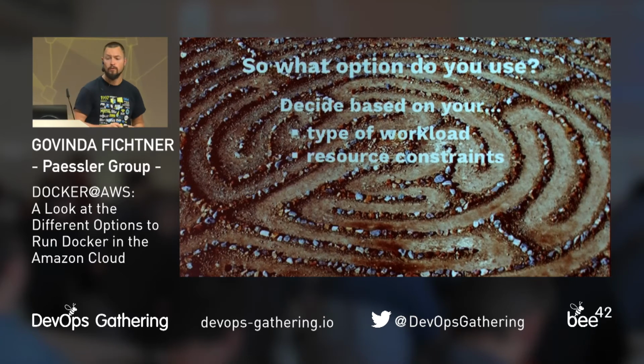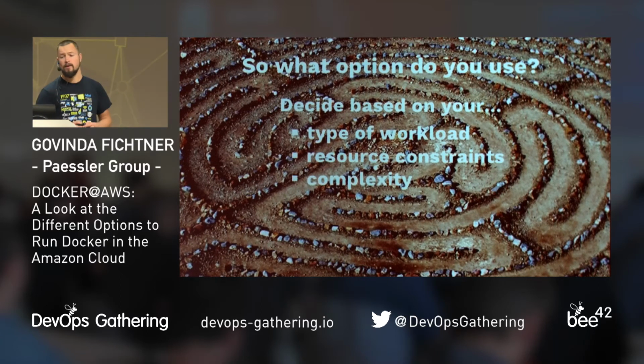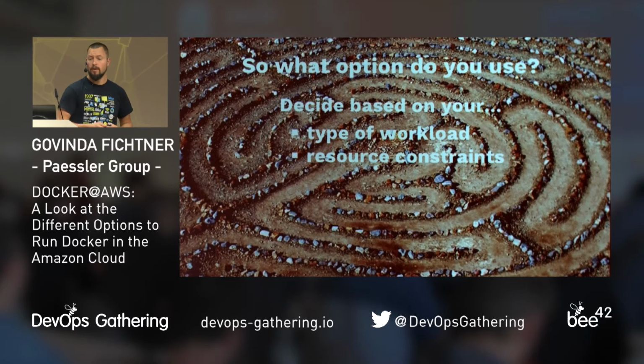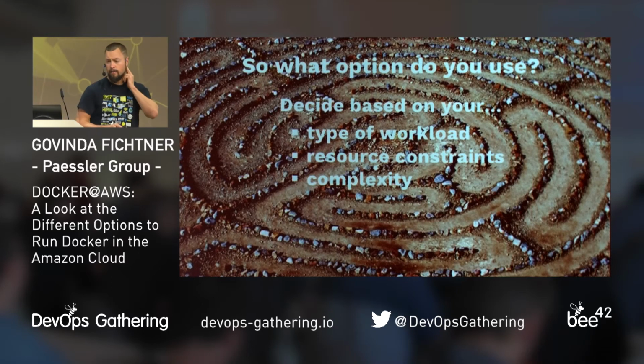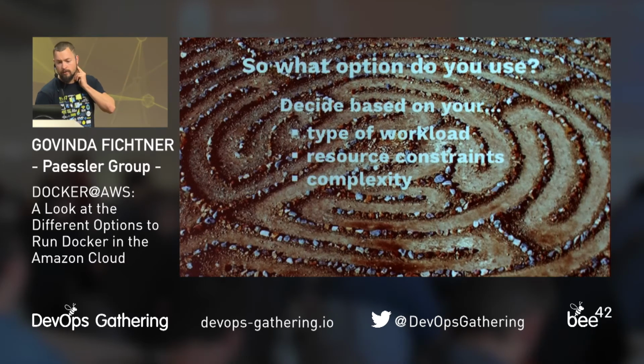Then there are the kind of resource constraints you have, like money, knowledge, and time. If you don't have time, you probably want to go with something which is easy to set up and to get started. And then there's also complexity. Everybody who set up a production-grade Kubernetes cluster knows that it's not a piece of cake, and that there are a lot of things to do until you are really finished with such a setup.